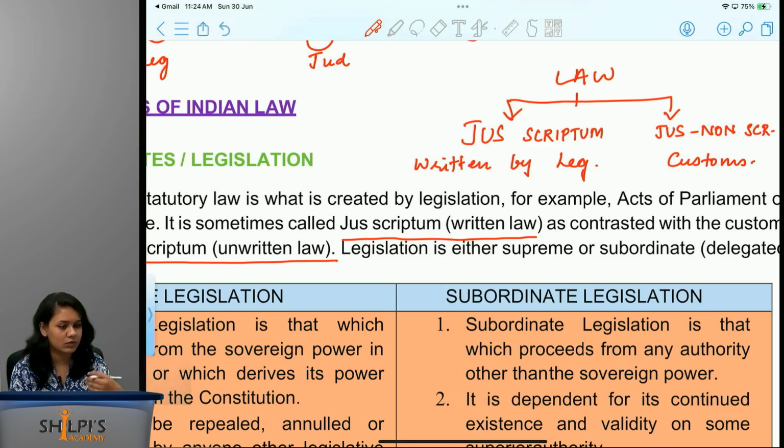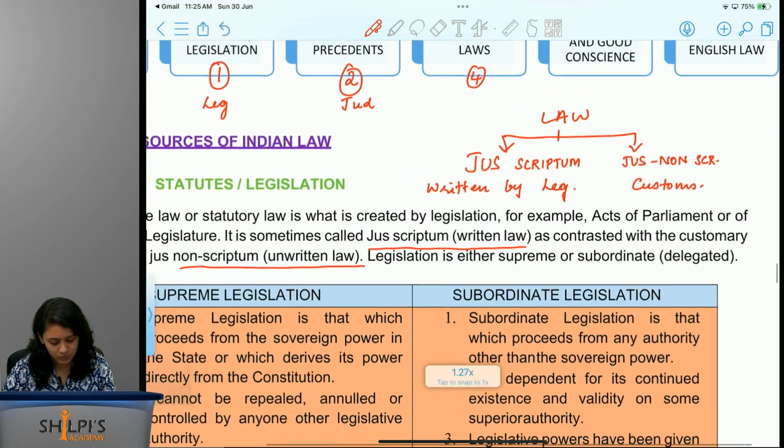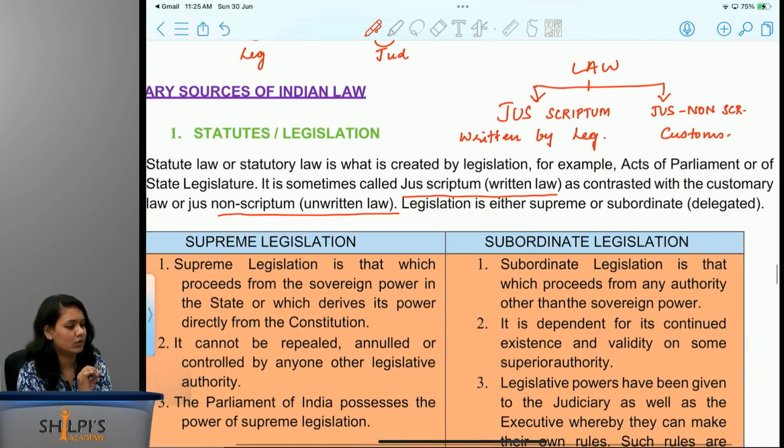Customs are the practices that we follow on a daily basis. If it is in accordance with our laws, then we'll make it a law itself. Otherwise, like say custom of stealing, custom of killing, custom of human sacrifice, these things will not be allowed by law. Okay, so this is the first differentiation, jus scriptum and jus non scriptum. We are looking only at jus scriptum over here.